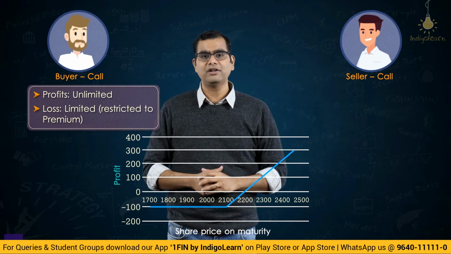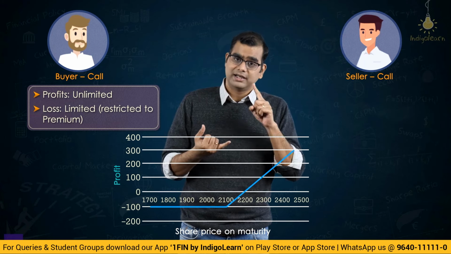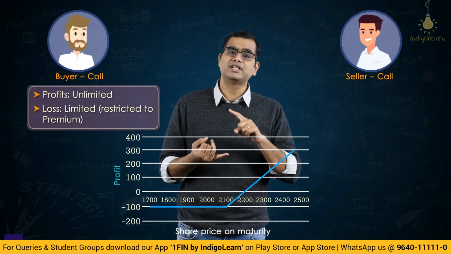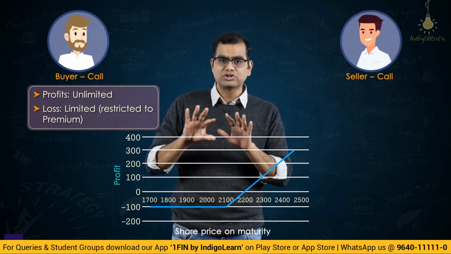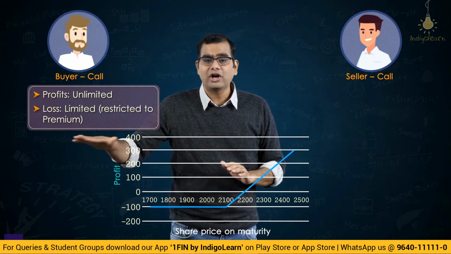And what have you done for all of this? You have invested only 100 rupees. With a 100 rupees premium, you can potentially make unlimited gains. That is why options are so attractive. They can be used as a risk-taking instrument. They can be used as a hedging instrument also. They can be used as both, but they give you returns. Potentially unlimited returns with a floor on losses.